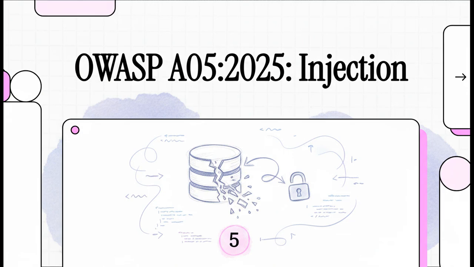All right, let's dive into a vulnerability that's, well, a true legend in web security. We're talking about injection. It's been around forever, but it's still haunting applications all over the world. It's landed at number 5 on the brand new OWASP Top 10 for 2025. So today, we're going to break down exactly what it is, see how it works in the wild, and really get into why this thing is so incredibly tough to stamp out for good.